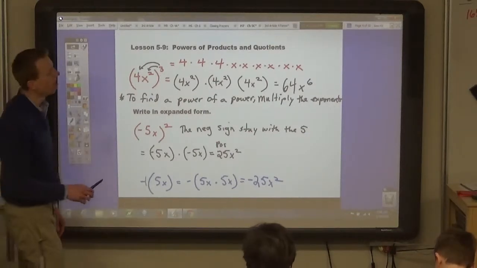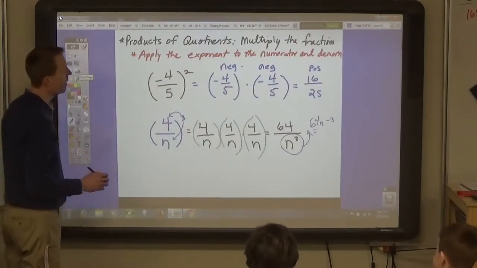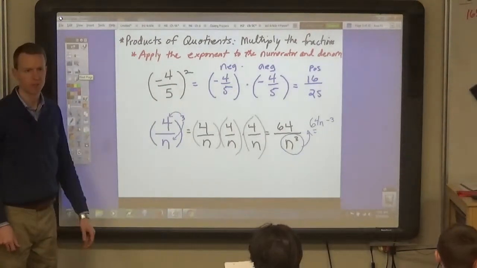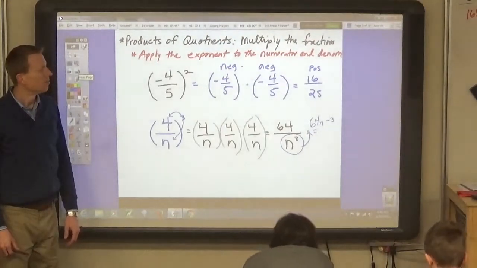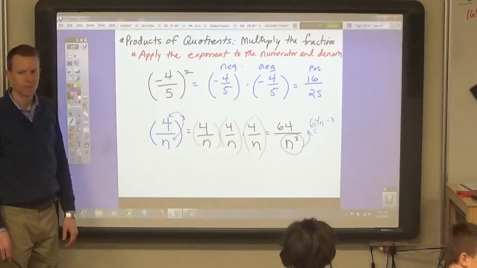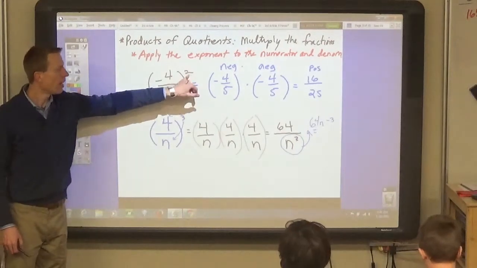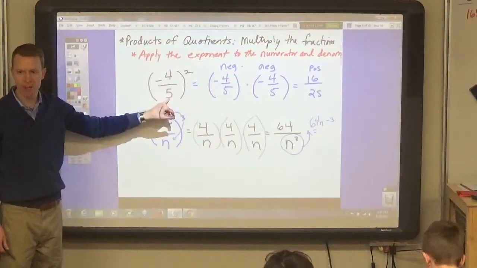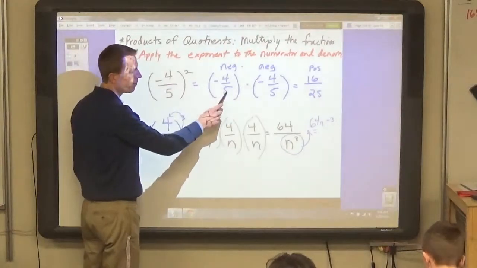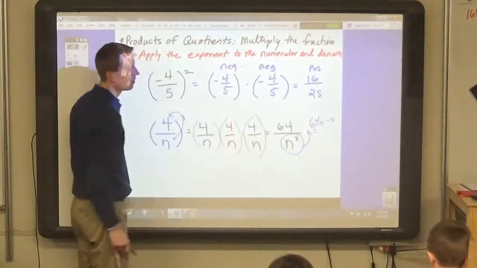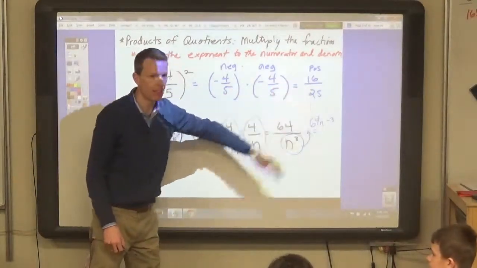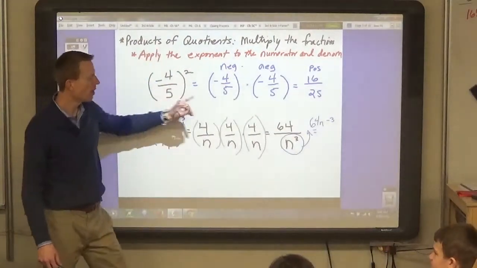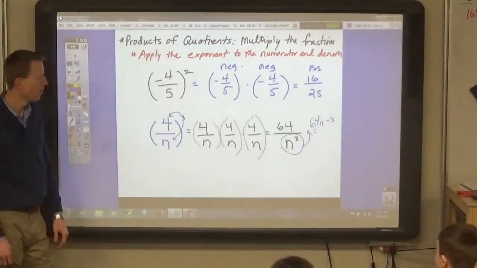What do you do if it is a negative fraction or a positive fraction? In that case, you apply the exponent to both numbers, to the numerator and the denominator. So this is negative 4/5 times negative 4/5. Again, a negative times a negative is a positive. 4 squared is 16, and 5 squared is 25. Okay?